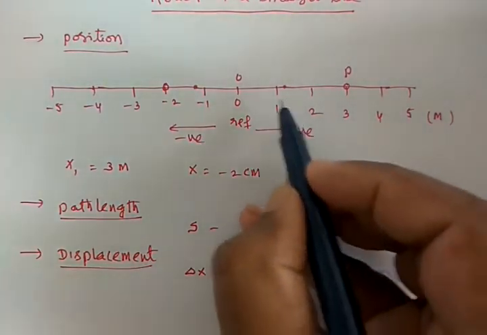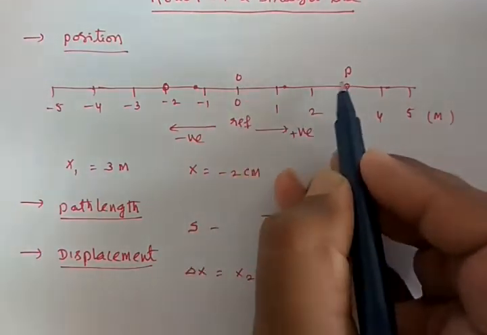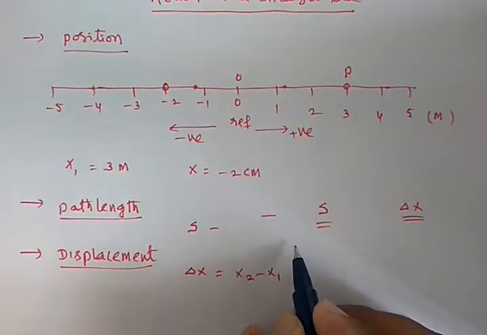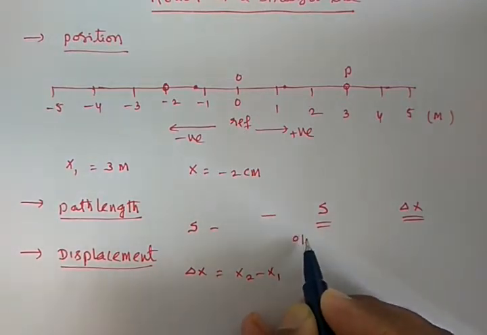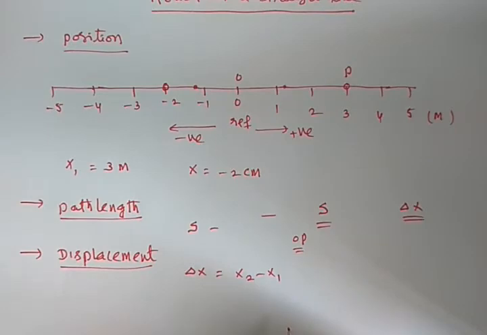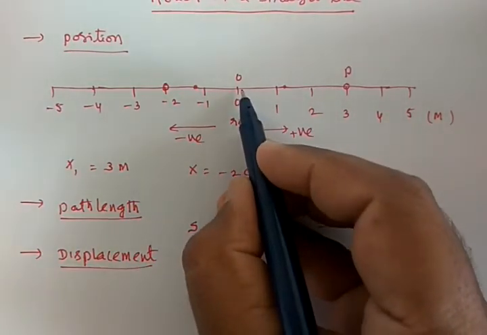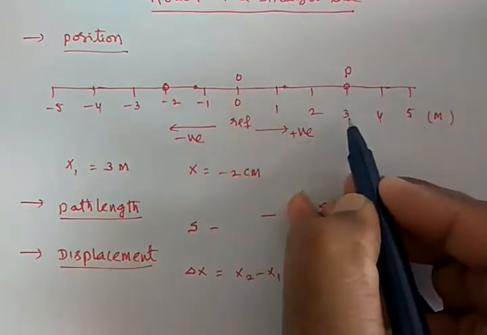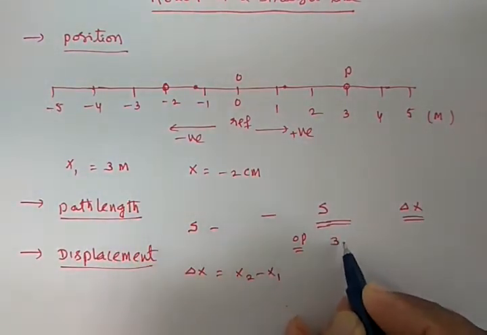So now if body is going from reference frame to this point, let's say body is going from O to P. So when body is going from O to P, this is the path O to P. In this case, the distance covered by the body is 3 meter. That is what path length is. Path length is 3 meter.